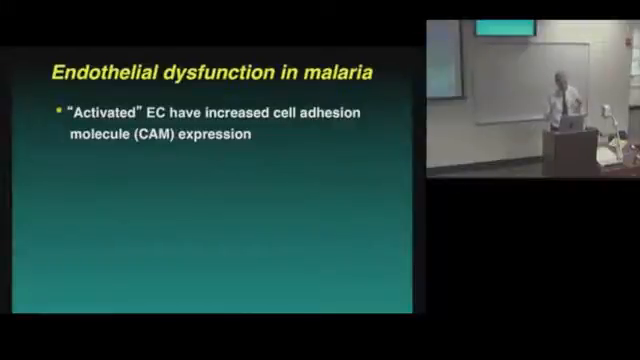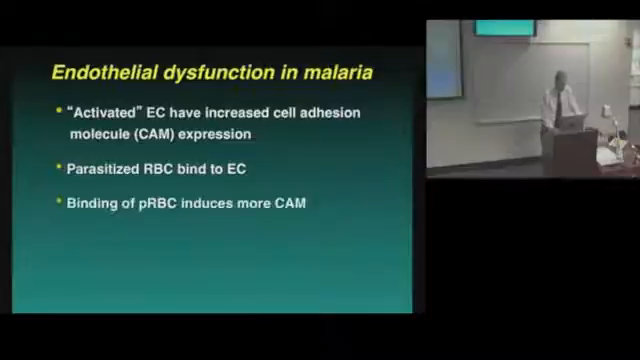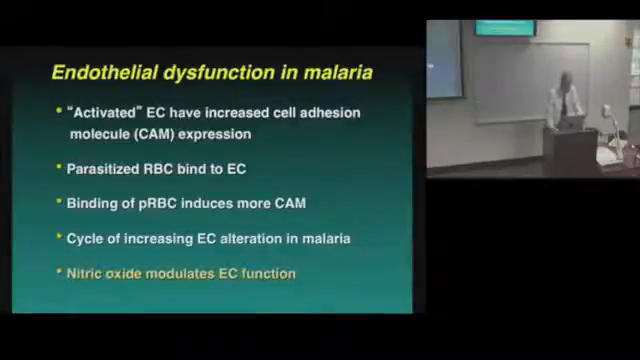Now, just to back up a little bit, I mentioned activated or modified endothelial cells have increased expression of these cell adhesion molecules. So they're more apt to bind something. They're more apt to bind white cells, but also red cells, and especially parasitized red cells that have malaria in them. So these parasitized red cells do bind to endothelial cells, and then once a parasitized red cell binds to the endothelial cell, it increases the expression of these cell adhesion molecules even more. So you get this cycle of bind more, express more, bind more, and increasing endothelial cell alteration in malaria. And the important thing here is that nitric oxide influences both the expression and the adhesion.